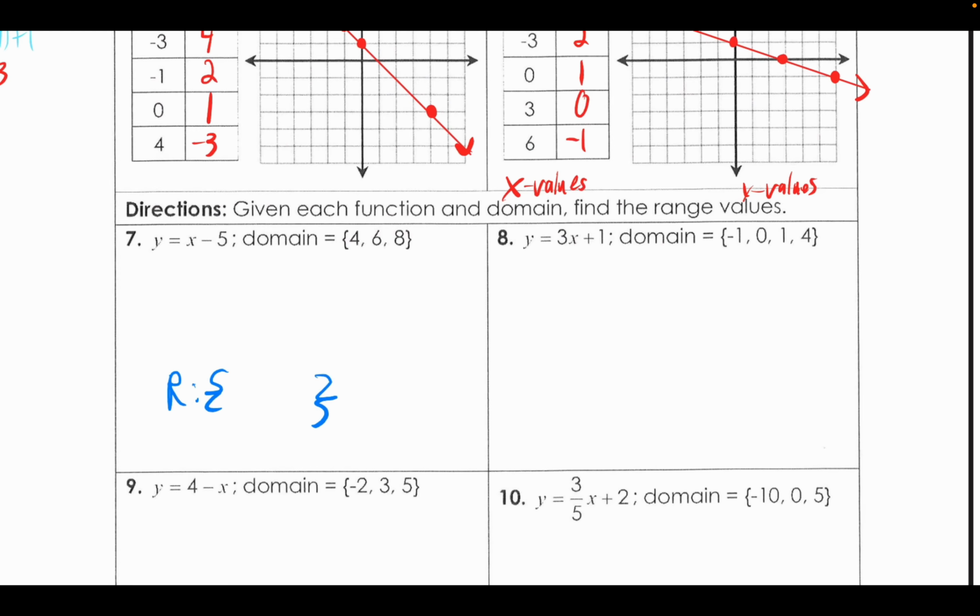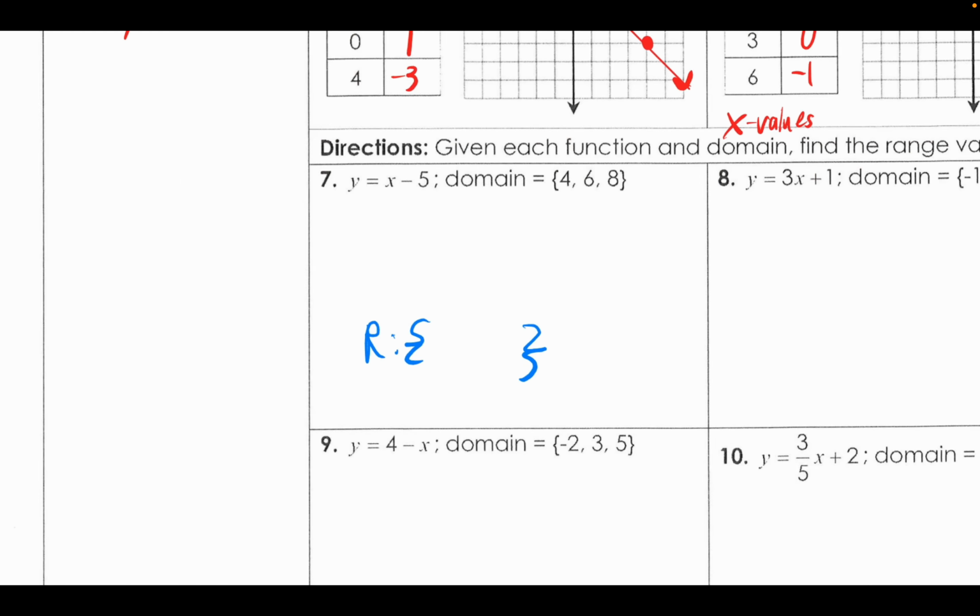Moving on to actually plugging them in. So how you plug them in is the exact same as before, so I'll show this first one on number 7, where you plug in the x value of 4. So it'd be y equals 4 minus 5 instead of x minus 5, and that would result in the y value of -1. And so I'm going to write that in my range. The next number I get is 1, and the next number I get after that is 3. And this does go least to greatest.